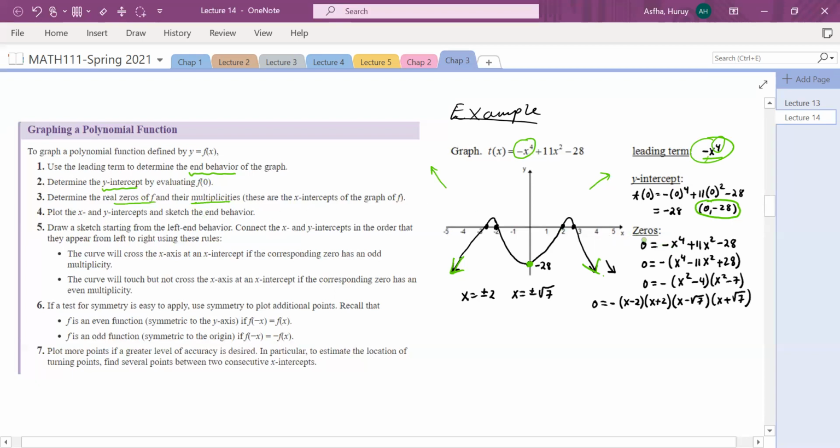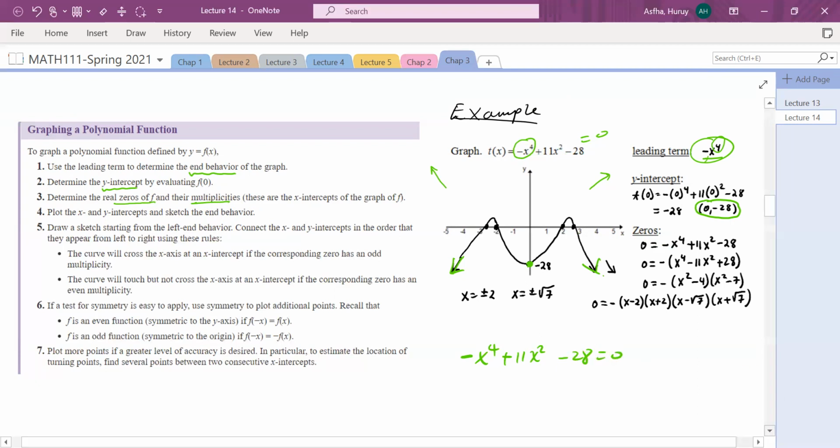So to find the zeros of a function, just set this function equal to 0. Okay, so minus x to the 4th plus 11x squared minus 28 equals 0. And how do we factorize this one?